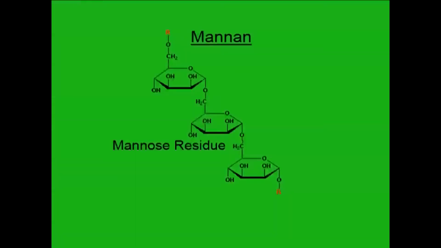Apart from them, there are mannans. Mannans means polysaccharides having mannose subunits or mannose monosaccharides. Alpha mannans and beta mannans, that means alpha glycosidic bond in alpha mannans, beta glycosidic bond in beta mannans. Alpha mannans are present in the yeast cell wall. Beta mannans are present in microfibrils of the algal cell wall.